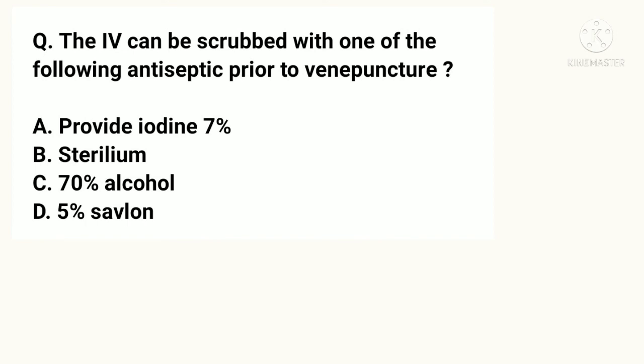The IV site can be scrubbed with one of the following antiseptics prior to venipuncture. A. Povidone iodine 7%, B. Sterillium, C. 70% alcohol, D. 5% Savlon. And the correct answer is C. 70% alcohol.